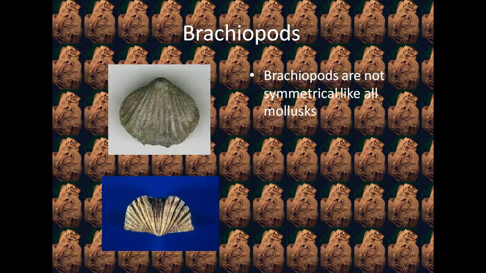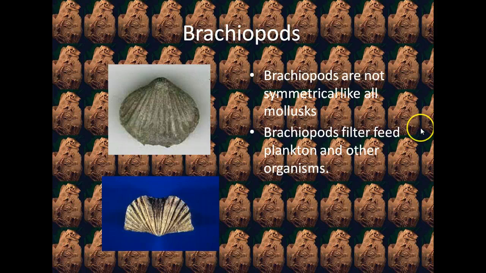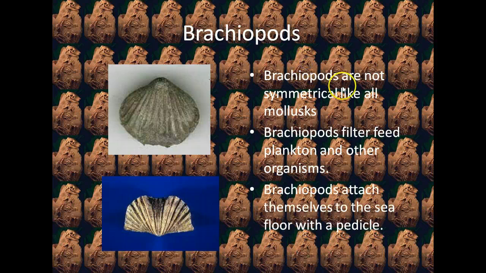Now, brachiopods, they're not symmetrical like mollusks. The two shells are uneven. Mollusks are perfectly even and straight. Now, these brachiopods, they filter feed, which means they suck in the water and hope there's tiny planktons and other microscopic organisms in there that they will swallow and eat.